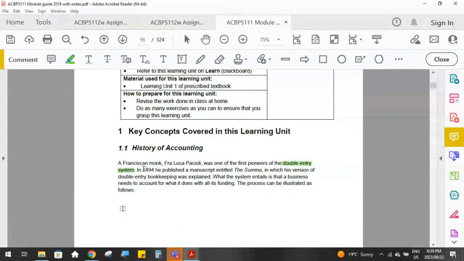So way back in 1494, this is where this double entry bookkeeping was originally recorded. But he didn't invent it, but he was the first one who recorded the system that merchants at the time were already using. Okay, so what was the whole start of this?